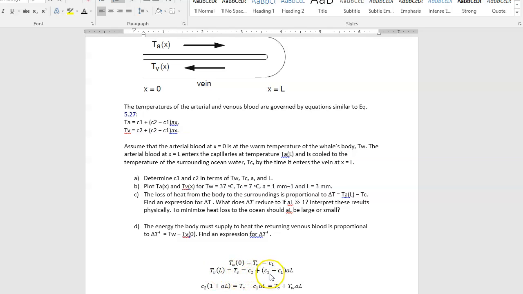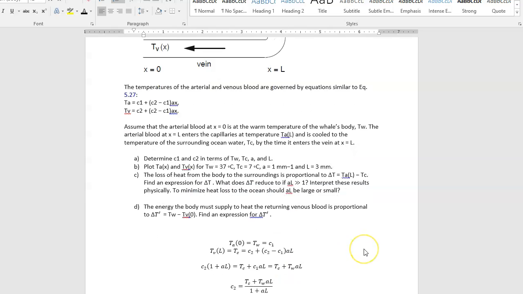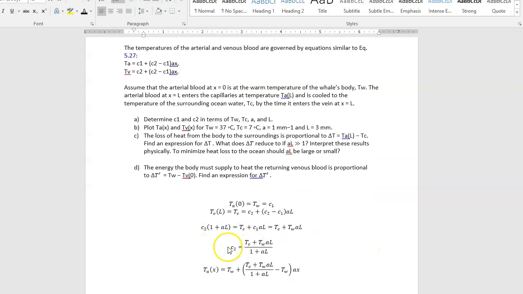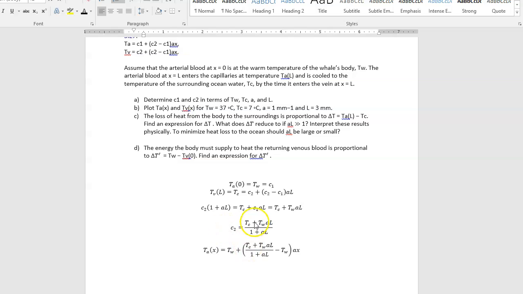Well, that's C2 plus (C2 minus C1) over A L. And you can solve all this and do some algebra, and you can get an expression for C1 and C2. C1 is simple, that's TW. C2 is (TC plus TW A L) over (1 plus A L). So for C1 and C2, we have expressions. We've done part A. Plot these. I may have done this, but plot these. They're linear functions as you go out.